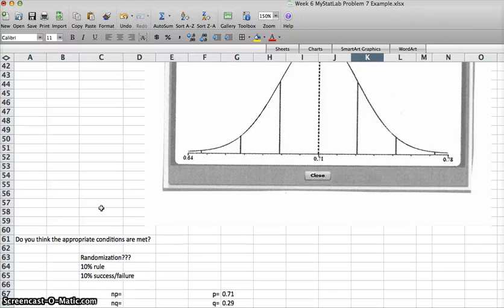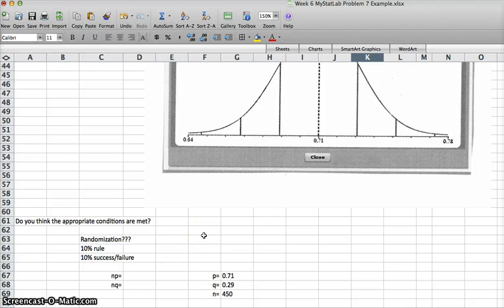So the final part, do you think the appropriate conditions are met? Well, the first one is randomization. All right, the sampling method has to be at least not biased, and the sample has to be representative of the population. The randomization condition may not be satisfied because the sample may not be representative of the population. Since only colleges with 450 freshmen are considered, then probably this sample is not random.